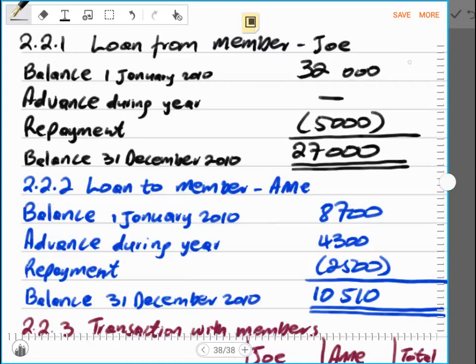So now, whenever you are given a closing balance and you have to derive or determine the opening balance, also when you go down, you have to get the same closing balance. Just like saying 32,000 rands minus 5,000, we get the same 27,000 rands. And again, in the second one, on a loan to a member, which is member N, if we say 8,700 plus 4,300 minus 2,500, we get the same 10,510 rands.